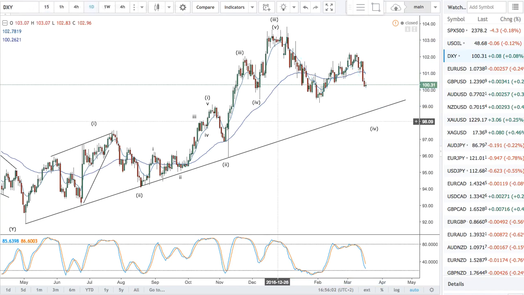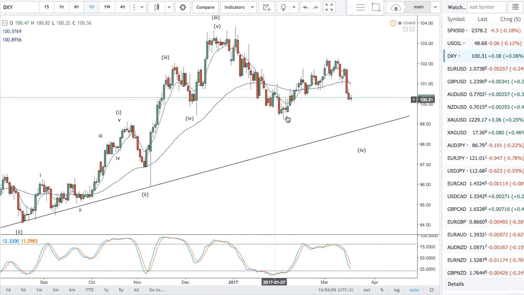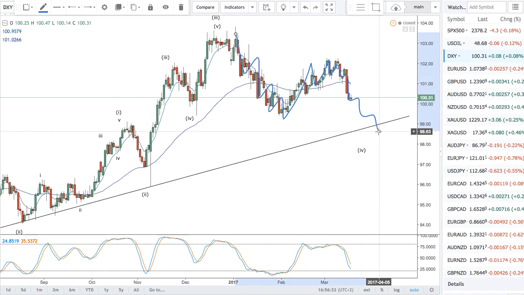Now, the structure overall looks like A, B, and now we're impulsing for C. So C will probably turn into five waves, which looks like it's underway because it's coming down in five. So you're looking at a corrective move for A. I'll go over this like this. There's a corrective move here for A. Three waves for B, and now you're looking at one, two, three, four, five. So it would be an impulse for C, a five-wave impulse for C.